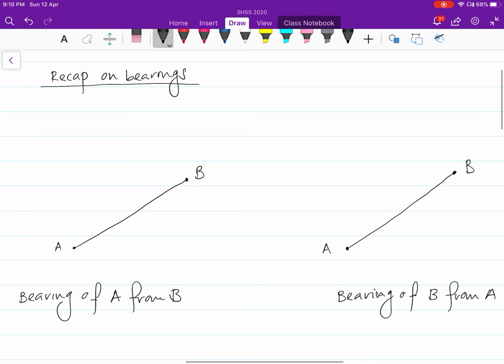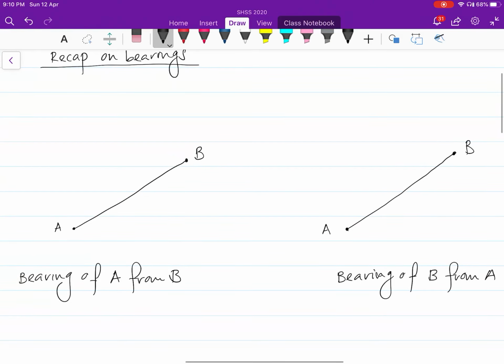Okay, here I have 2 points A and B. One is asking me to find the bearing of A from B, and the other one is asking me to find the bearing of B from A. Let us take a look at what it means. Let's say our north is here, pointing upwards. Bearing of A from B. From B means I need to draw my north at B. This is my north line. And the bearing of A from B starts from the north line at B. I turn from the right all the way until I reach the line A. This is the bearing of A from B.